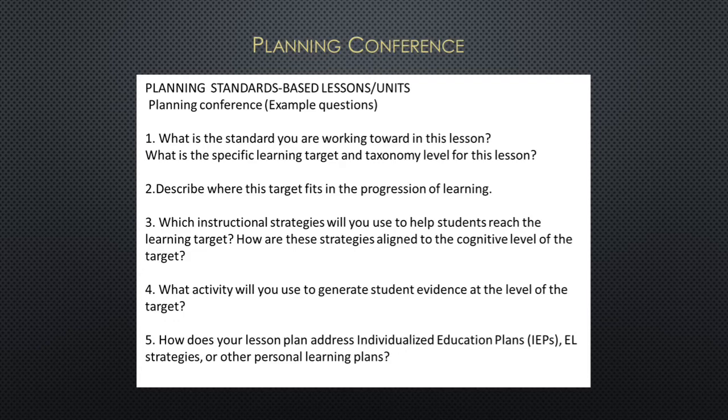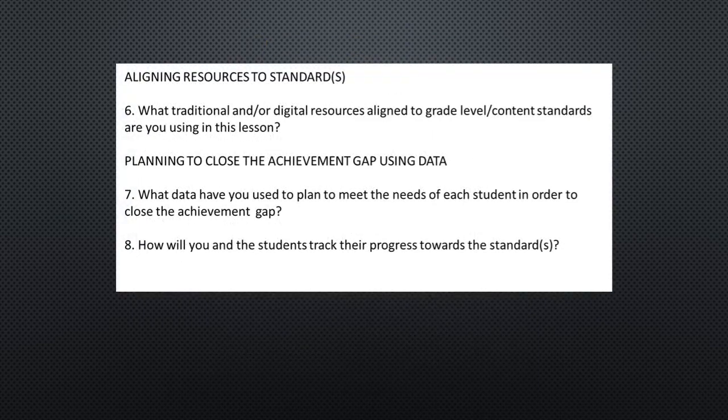Which instructional strategies will you use to help students reach the learning target? How are these strategies aligned to the cognitive level of the target? What activity will you use to generate student evidence at the level of the target? How does your lesson plan address IEP plans, English learner strategies, or other personal learning plans? What traditional and digital resources aligned to grade level content standards are you using in this lesson? What data have you used to plan to meet the needs of each student in order to close the achievement gap? How will you and/or your students track progress towards the standard?